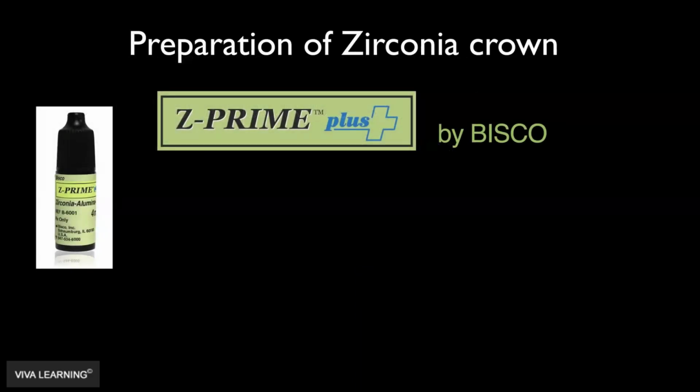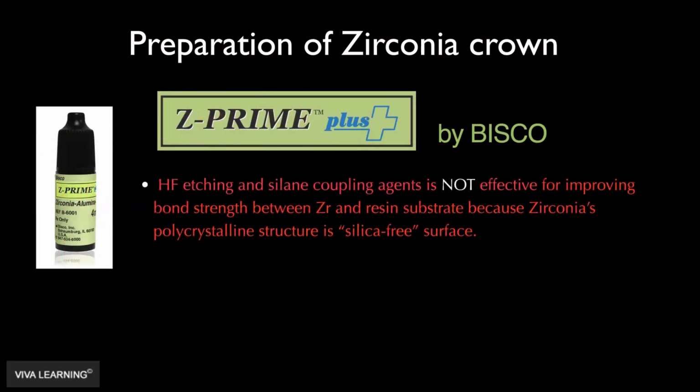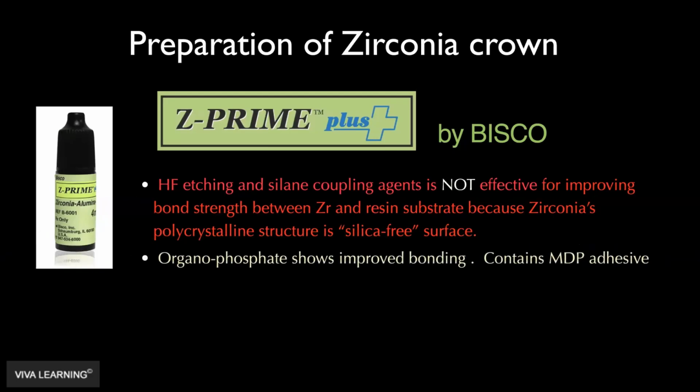So when I get the crown back, it's important to then immediately put Z Prime on. What is Z Prime? Z Prime is a primer for zirconia. I know that some people talk about using hydrofluoric acid for etching and silane coupling agents, but that is not used for zirconia because zirconia does not have silica. It's different. The polycrystalline structure is silica free. So that is why you cannot bond, say, a silane coupling agent to zirconia. You need something specific for zirconia.